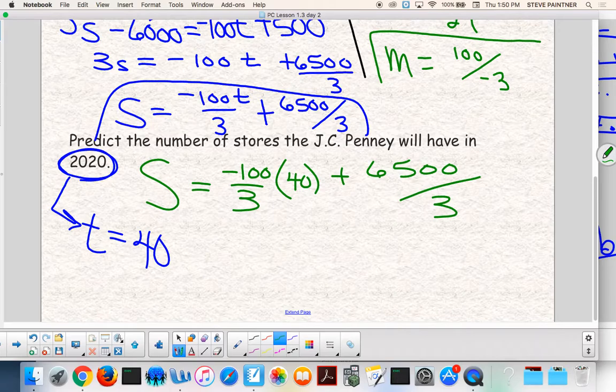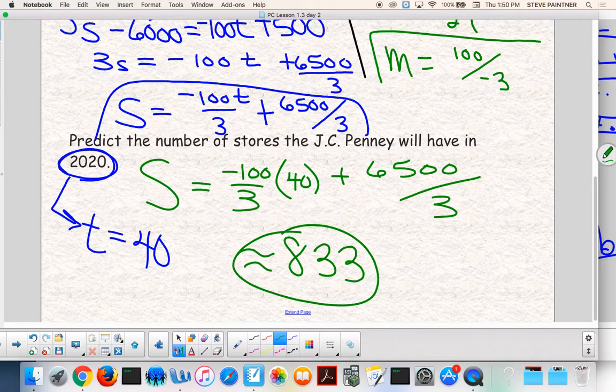Can you plug it in? You don't get a whole number for the store. You get a decimal, don't you? Yeah. Okay, so what do you get? 833 and a third. Repeat. Well, I would just round to the nearest store. Okay. So what are you gonna call it? 833. Yeah. So we are predicting. I mean, this is not exact. It's our equation kind of just predicting the year 2020, JCPenney stores, 833. That's if that trend continues.